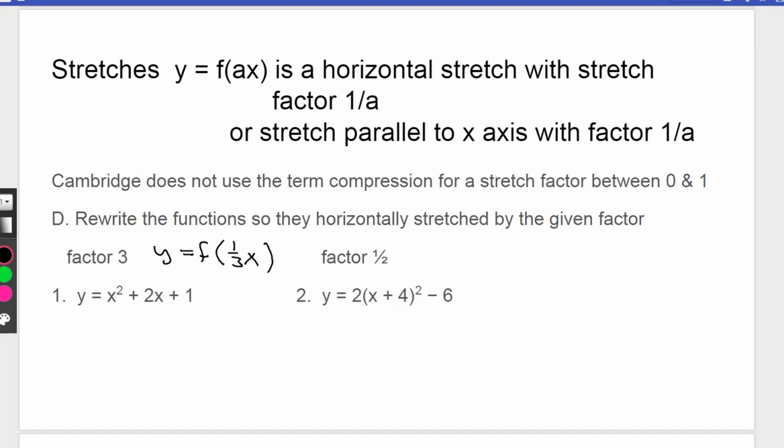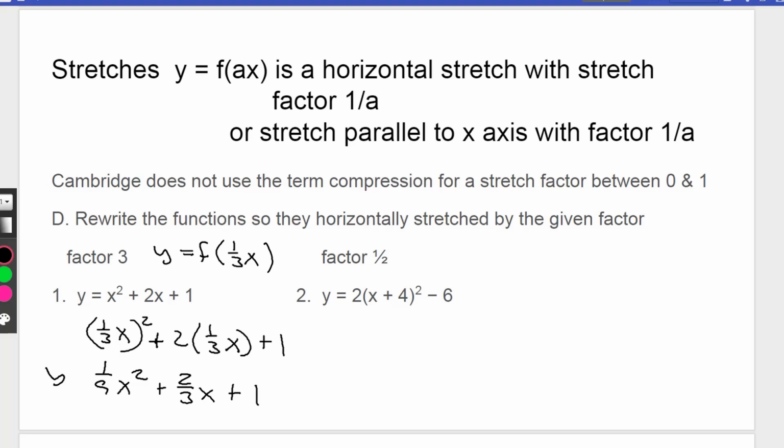This is going to be not x, but 1/3 x, and it still has to be squared. And then it's plus 2 times 1/3 x plus 1. So now this is going to be 1/9 x squared plus 2/3 x plus 1. Y equals that, and that is going to give us a horizontal stretch.